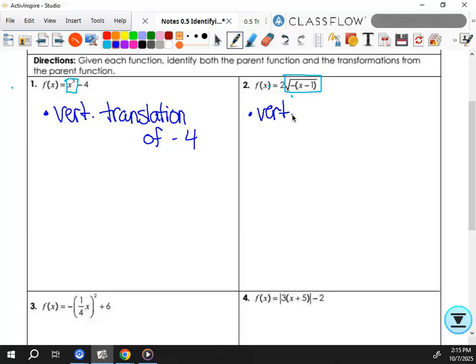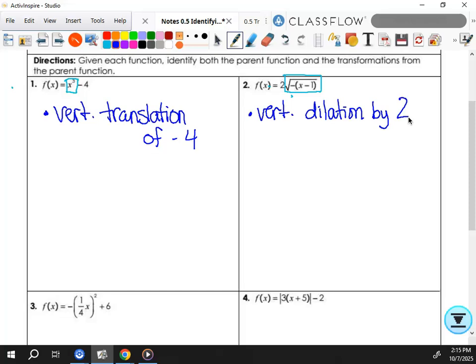Okay, but what's the word we use? Dilation. Thank you. It's a vertical dilation by what? 2, because y does not lie. So that makes it a stretch, but we don't care. We're not writing that. You write dilation.